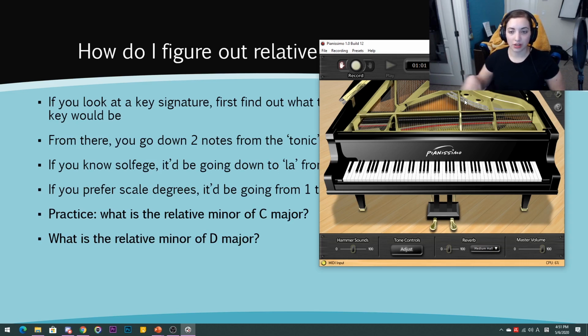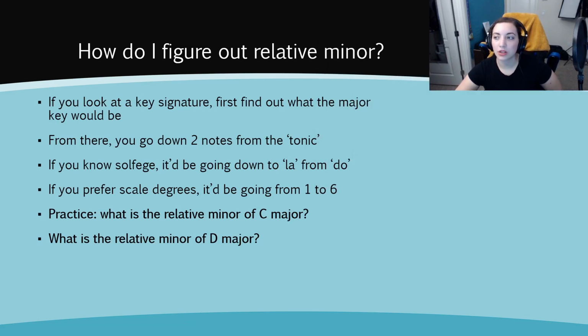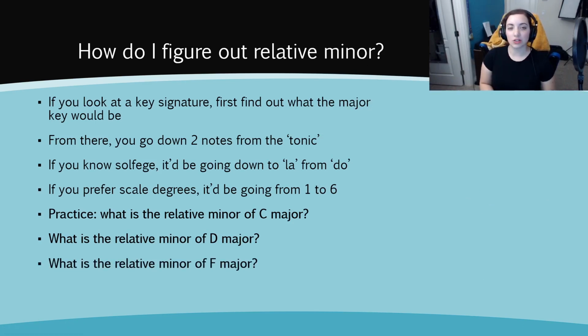All right, let's do another one. What's the relative minor of F major? What is the key signature of F major? How many sharps, how many flats? F major has 1 flat, right? Remember, it has that B flat that we were discussing earlier. We have to keep that in mind just in case we have to go down to a note that has a sharp or a flat. We want to make sure we're using those notes appropriately.